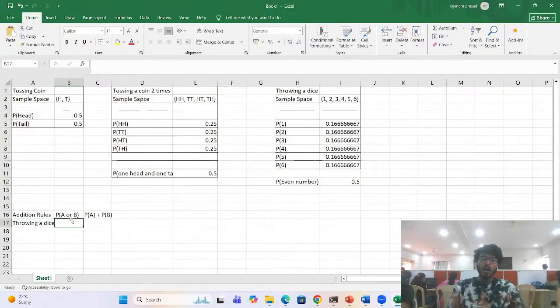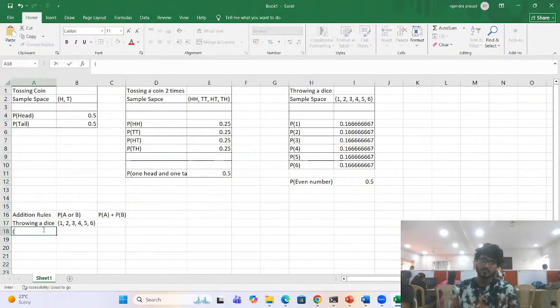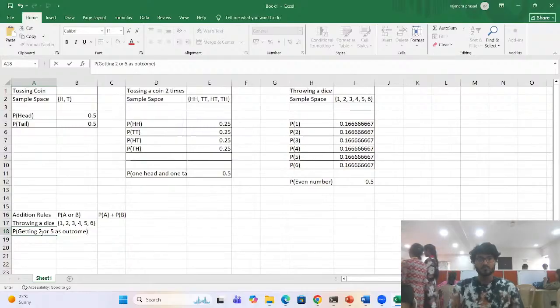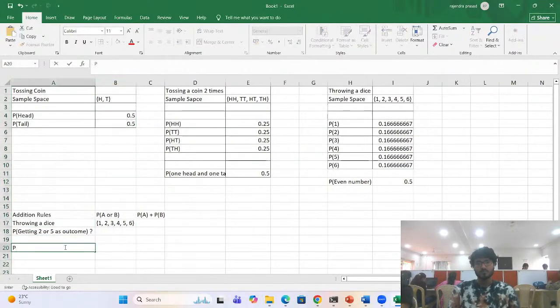Throwing a dice. So what is the sample space, guys? 1, 2, 3, 4, 5, and 6. So this is the thing I have. Now I wanted to find the probability of getting 2 or 5 as outcome. You get my point? How can I calculate? I'm talking about the probability of 2 or 5. First of all, are 2 and 5 mutually exclusive or not?